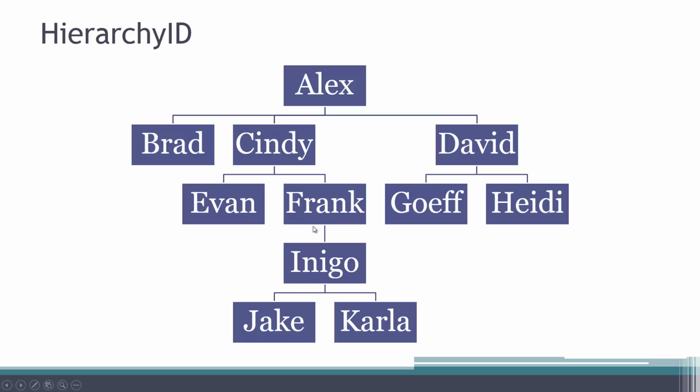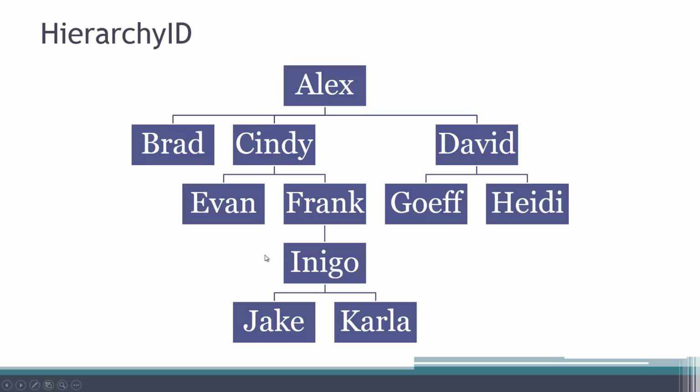So we can go up and say Indigo, Frank, Cindy, and Alex are related. And it can do that very quickly. Likewise, it can go down. You can say, I have Cindy, give me anybody that's below Cindy. It'll give you Evan, Frank, Indigo, Jake, and Carla. And it does that really quickly. It's able to go through the rows very fast and discover this structure.